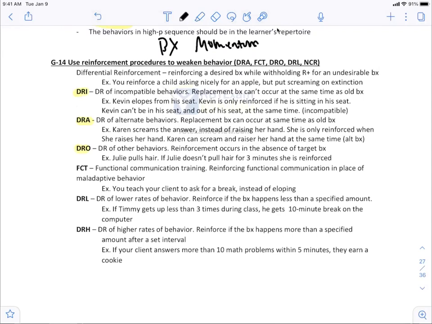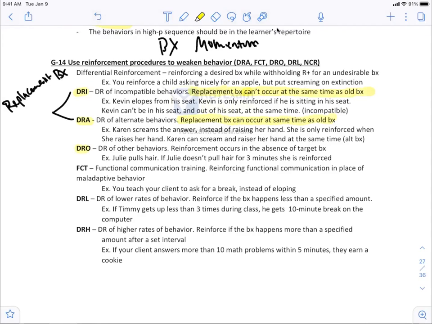Both of these teach replacement behavior. What's the difference? The main difference is what? In DRI, differential reinforcement of incompatible behaviors, the behavior can't occur at the same time as the old behavior. Alternative behaviors, replacement behavior, can occur at the same time. That is the main difference between DRI and DRA.